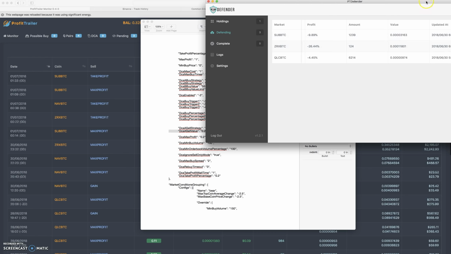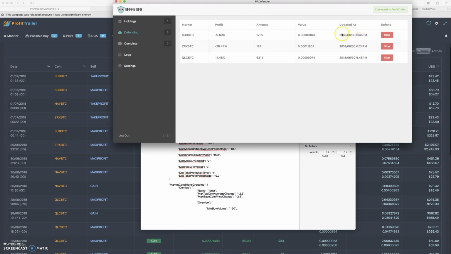Another question I get is, is this updated at? Is this an update every time? If I'm not mistaken, I could be wrong, so I'd love for someone to clarify, but this is updated every time this changes. So you could probably track this, 645, whatever. So that's my understanding. It does not mean that PTDefender is dead and it's not working anymore and needs to be refreshed. It's literally just waiting for Profit Trailer to sell your coins. That is what we're waiting on.